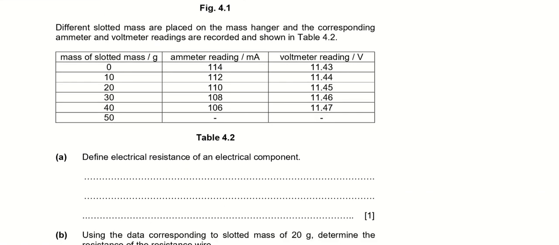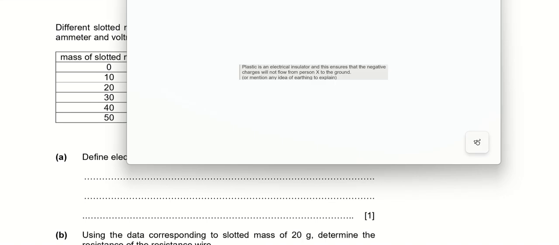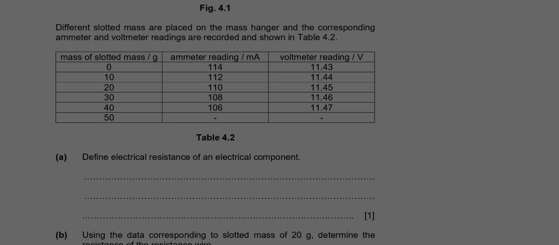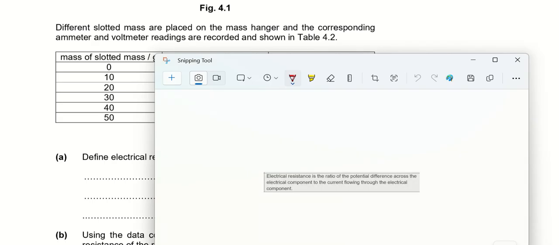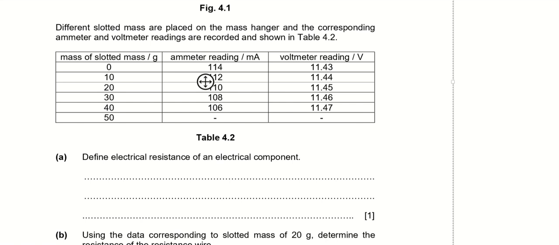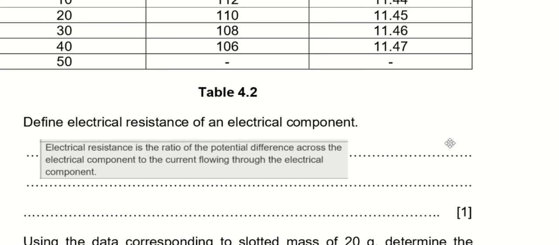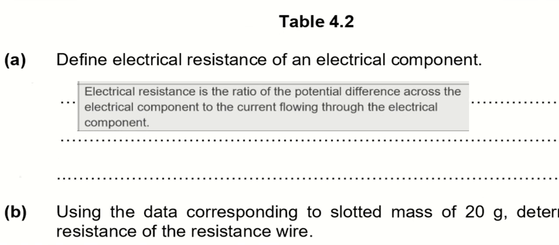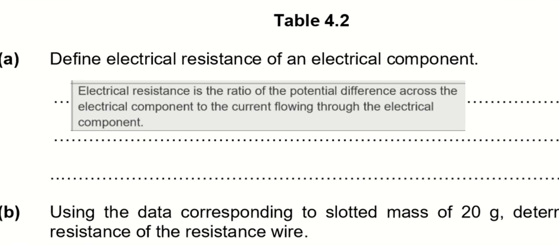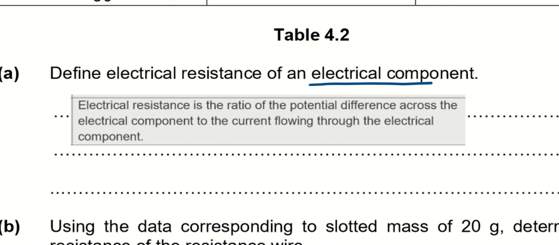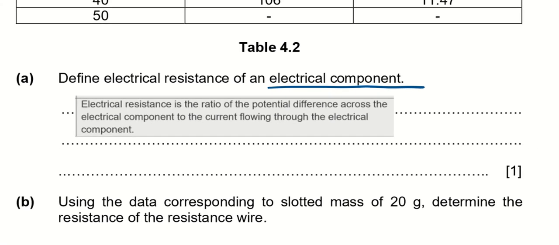So they want us to define electrical resistance of an electrical component. This answer can actually be found in your notes. Make sure you memorize some of the definitions, or actually all of the definitions. Electrical resistance is the ratio of the potential difference across the electrical component to the current flowing through the electrical component. Take note, if they sometimes say define electrical resistance of a lamp, then you need to change it to lamp. Just answer according to the context.